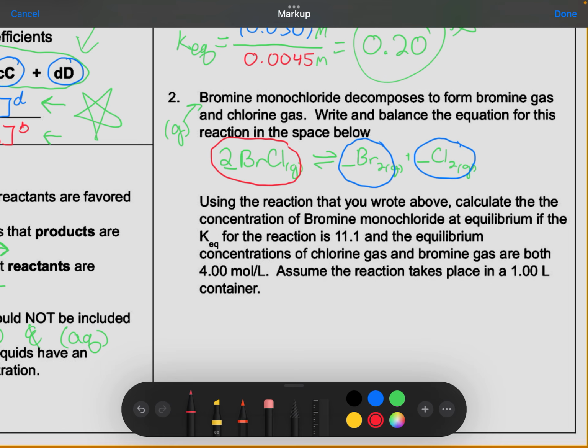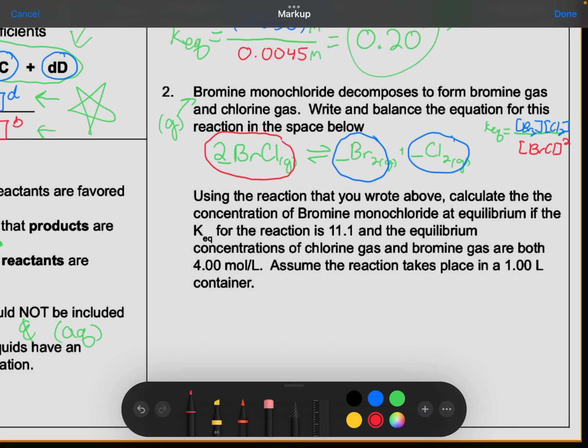And over here on the side, I'm going to write out my equilibrium constant expression because this is an equilibrium constant problem, and so I'm going to need it. I know that my KEQ is going to be equal to my product concentrations, which is my bromine times my chlorine. Neither of those have coefficients in front of them, so I don't need to raise them to any power. And we're going to divide by my concentration of BrCl, but that does have a coefficient of 2, so I'm going to square it.